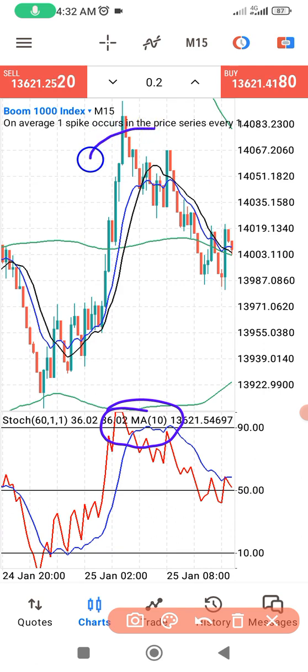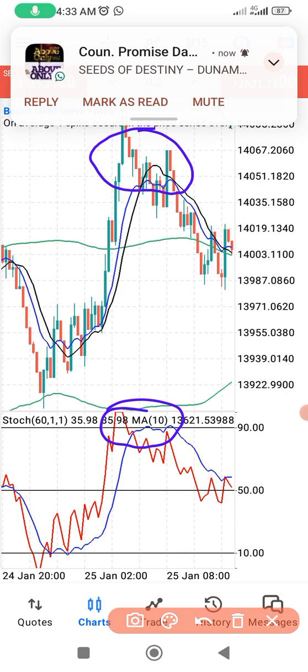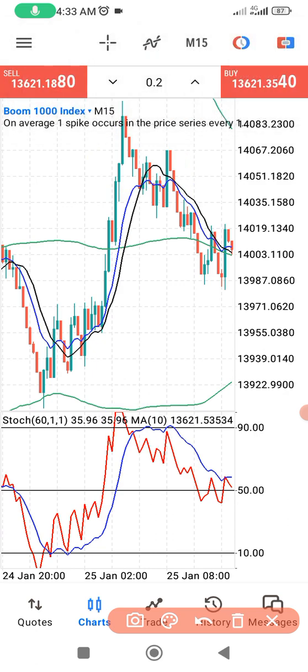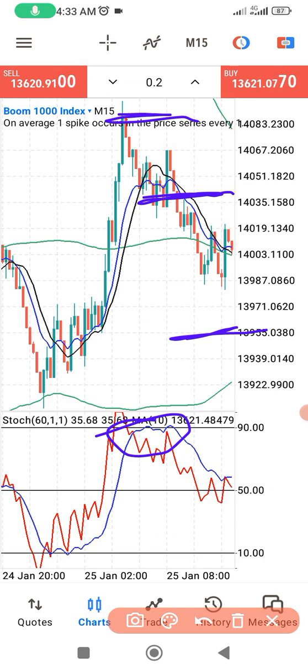Then we want to see that there is a cross here of the moving average, and price closes below. Our stop loss is at this high, our take profit is somewhere here, and with this. Then we want to see this same thing happening, even though it's a trend continuation. We will go back to our lower time frame.